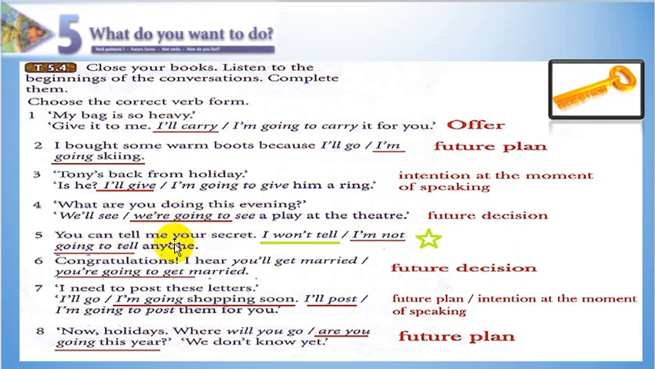You can tell me your secret. In number 5, there's some sort of a confusing situation, so I put a star. Listen, you can tell me your secret. We can either use I won't tell anyone or I'm not going to tell anyone.